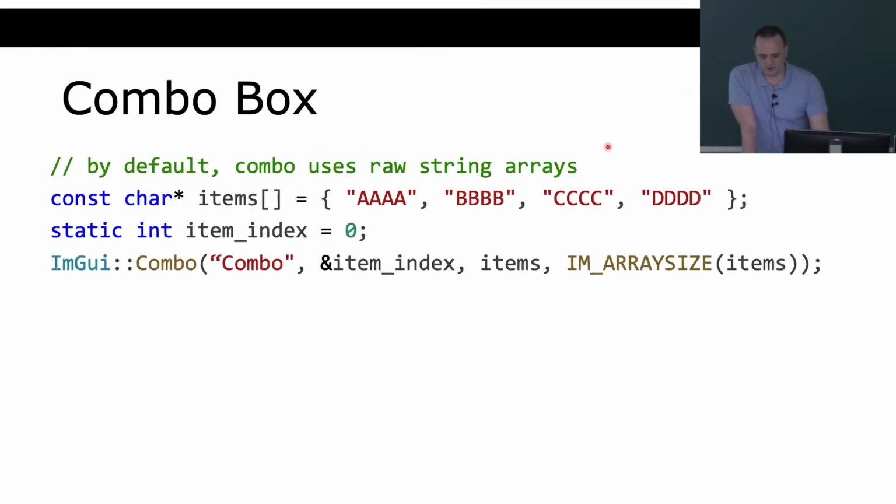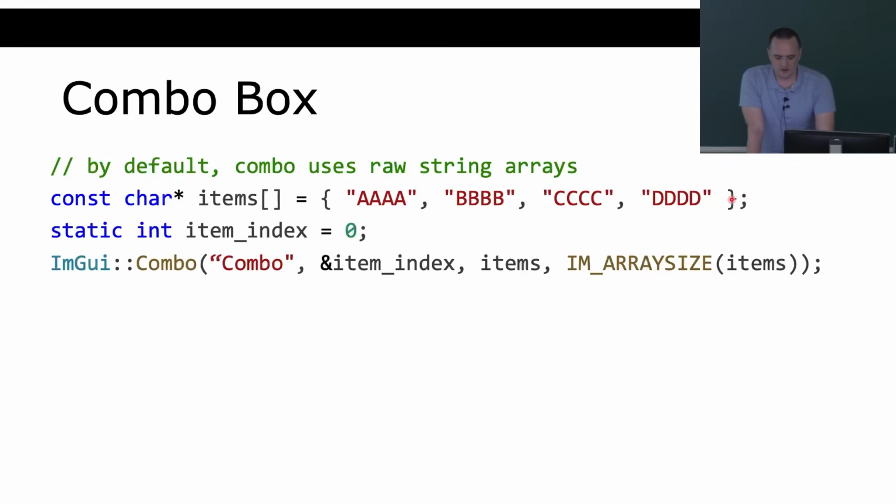All right, the next thing you might want to have is a combo box. By default, ImGui uses raw string arrays for combo boxes. A string in C and C++ is just a character array, essentially. And so a const char star items is an array of character strings that cannot be changed. That's what this syntax means.